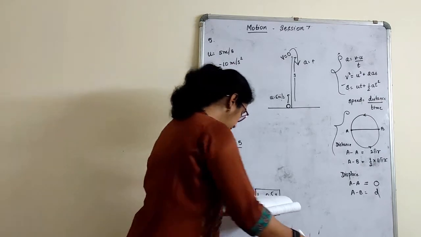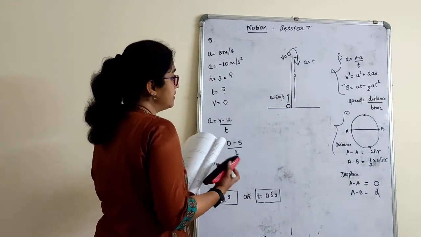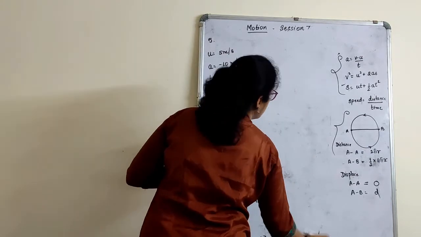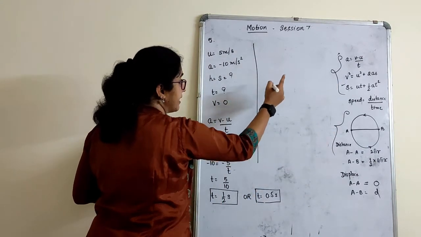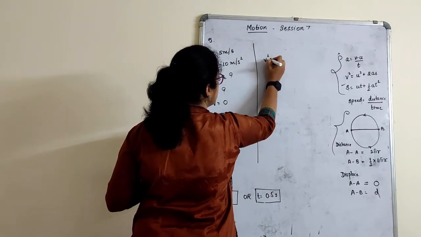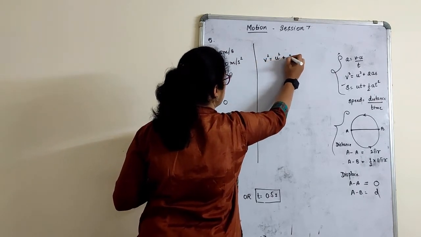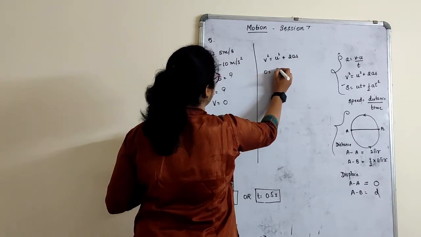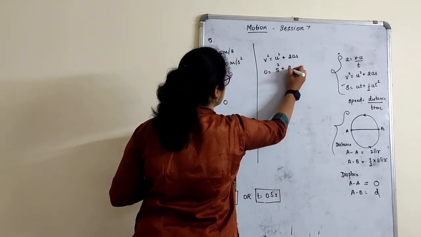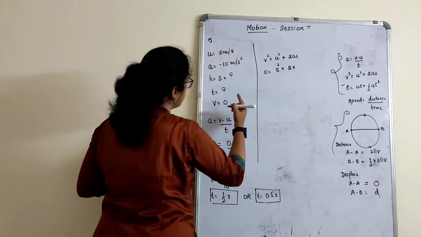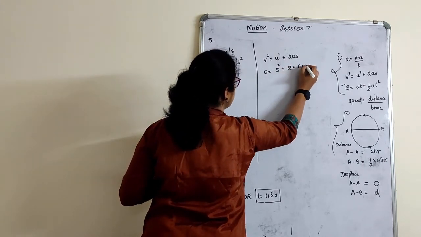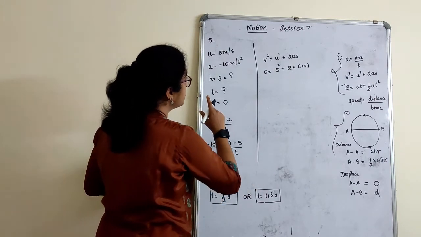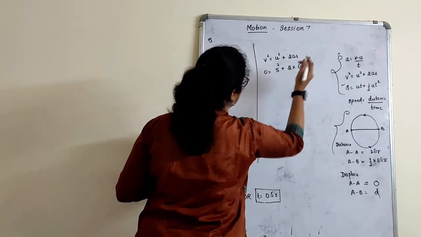Okay, T value we found out. Now let's find the next one. Shall I erase this? You can have this figure if you want. Which formula do we take? Shall we take the second one? V square is equal to U square plus 2aS. V is 0. U is how much? 5 square plus 2 into acceleration, which is minus 10. What do we have to find, by the way? Oh, I'm so sorry. S we have to find here.